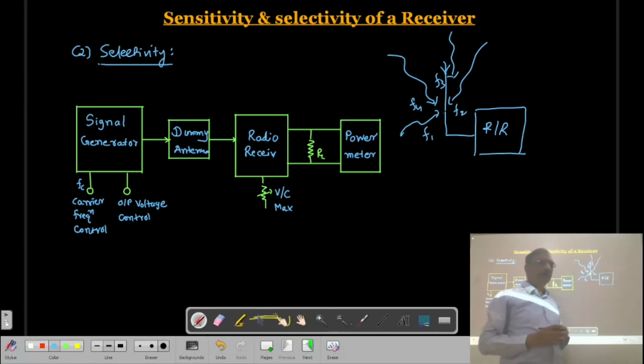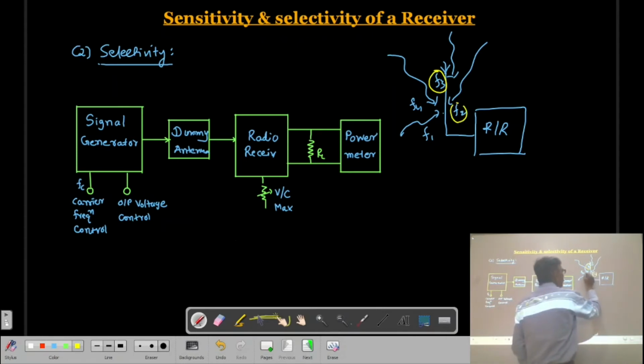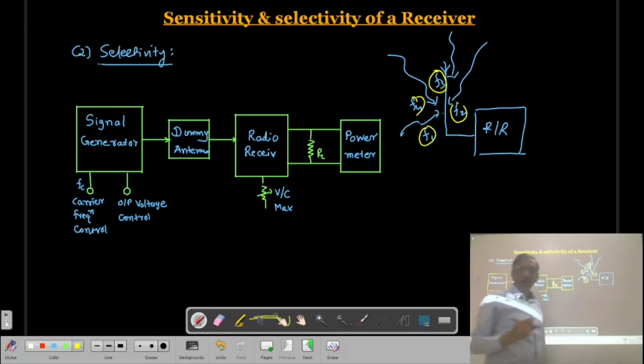Let us say that it is F3. So you are interested in frequency F3. You want to receive the information from the transmitter which has frequency F3. It means whatever signals we have, F2, F4, F1, have to be rejected by the radio receiver. So how much of this rejection is there? The rejection of the radio receiver is called the selectivity of the radio receiver.